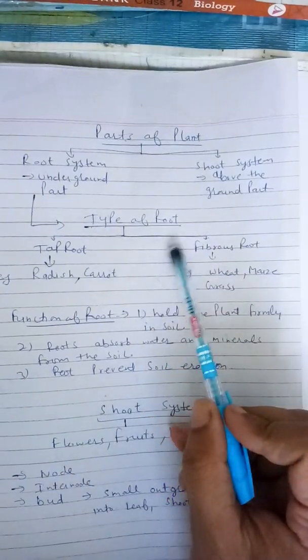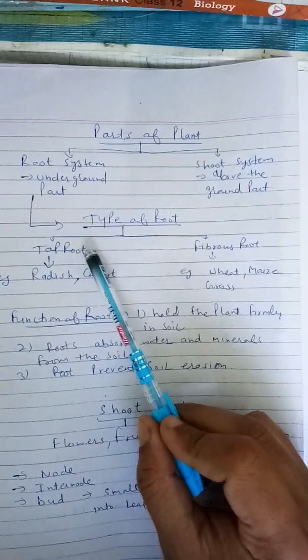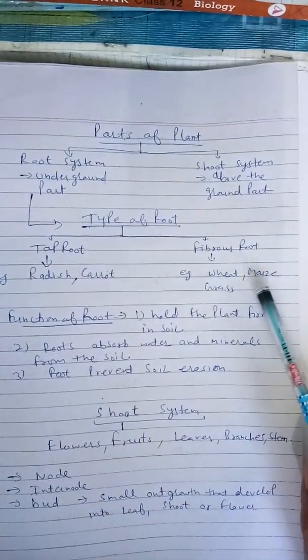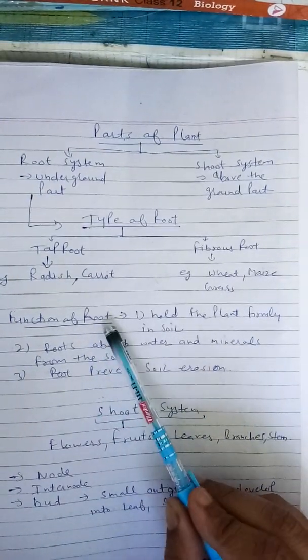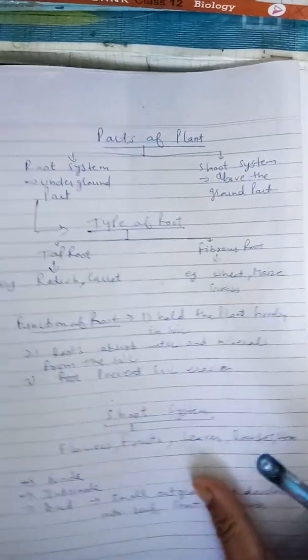Further, in this chapter we will discuss the types of roots: tap root and fibrous root. Examples of tap root are radish and carrot, and fibrous root, wheat, maize, and grass. Then the main thing is we will discuss the functions of the roots. So now we will discuss these topics in detail.